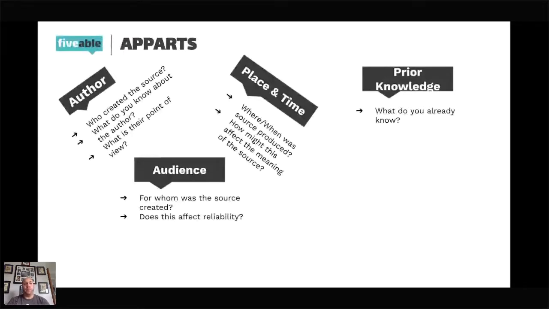Okay, we know that if we are reading a Catholic source about Martin Luther, it's going to be very, very biased. And we're going to talk about bias in a little bit, because that is a very dirty word in history.